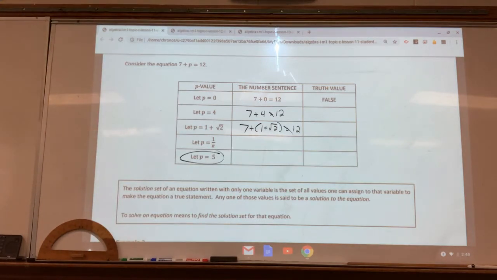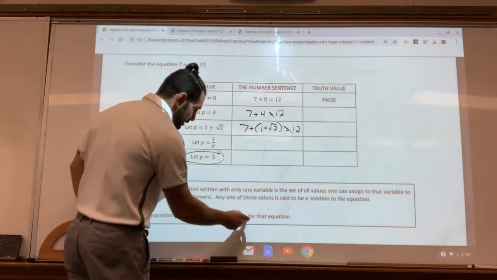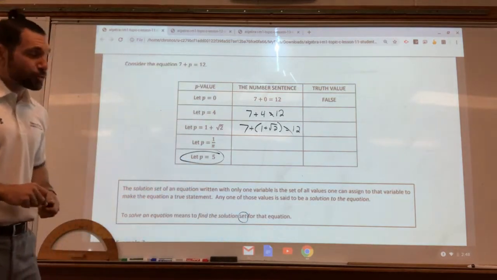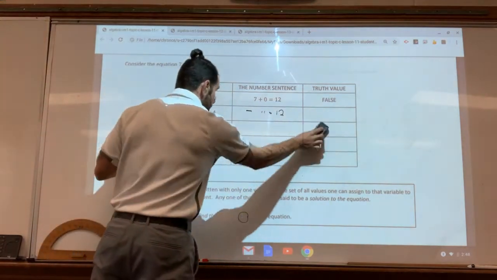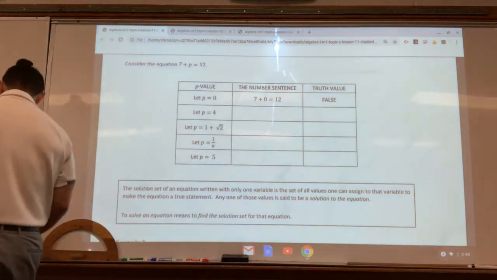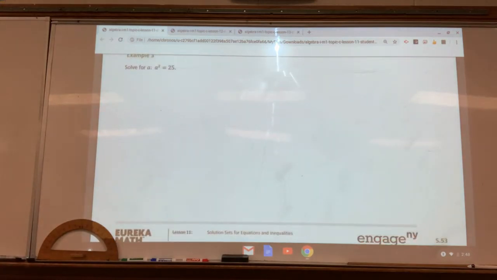The solution set of an equation written with only one variable is the set of all values that are the solution to the equation. But a solution set is written a little bit differently. A solution set, and this is the key word here, is a set, and it is written a little bit differently than how we've been solving equations. So what do you mean, Mr. H? Well, solve for a.